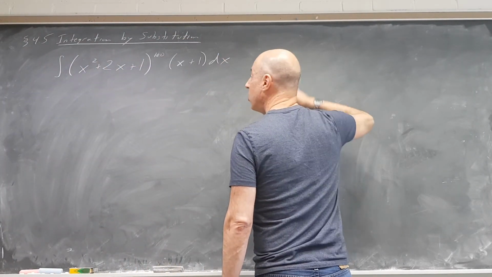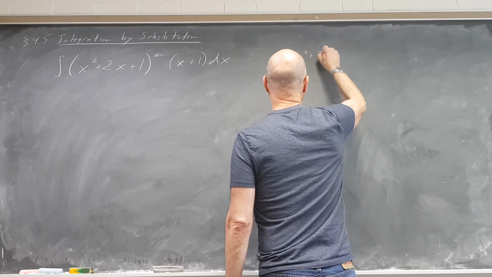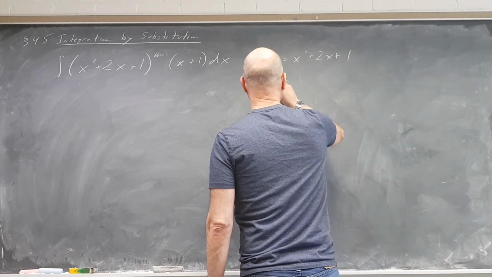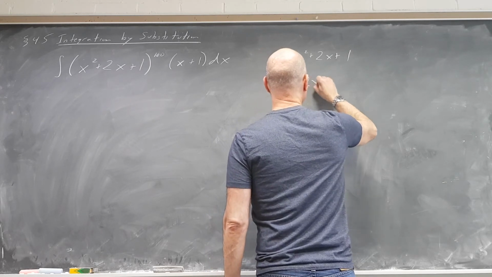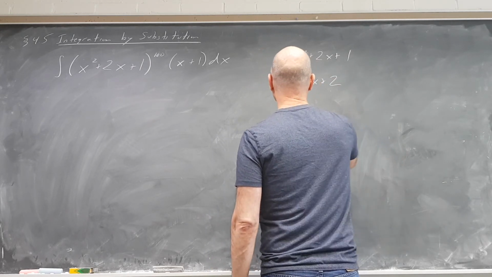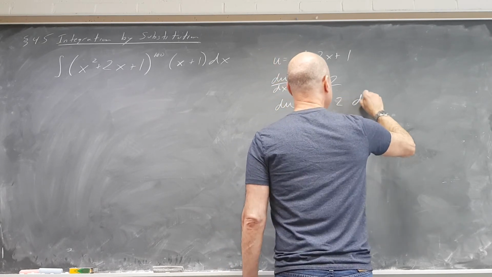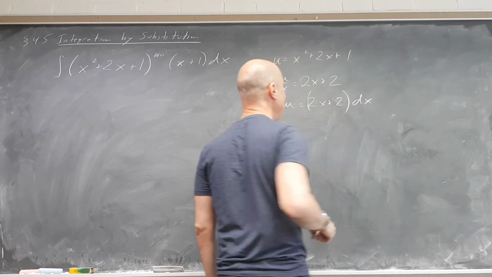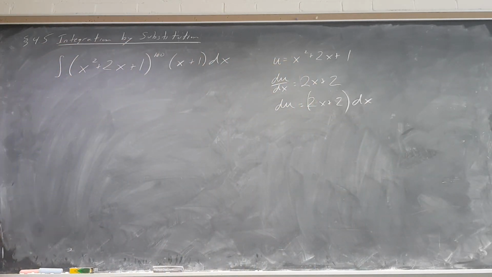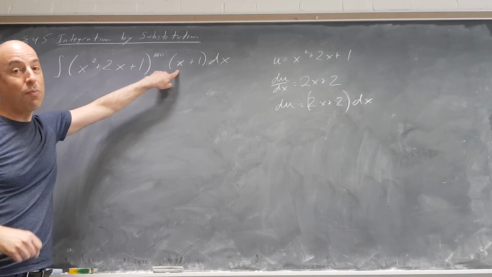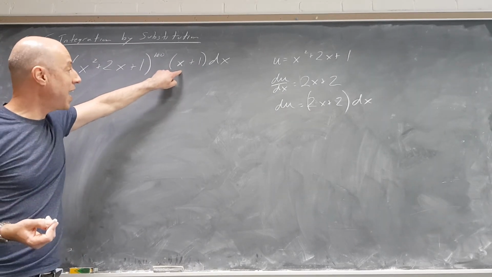I'm going to set u to be x squared plus 2x plus 1. And so du dx is equal to 2x plus 2. In other words, du equals (2x plus 2) dx. And again, I'm going to be careful to put parentheses around the 2x plus 2. Now, I don't have 2x plus 2 here. I have x plus 1. But that's practically as good because that's half of that.